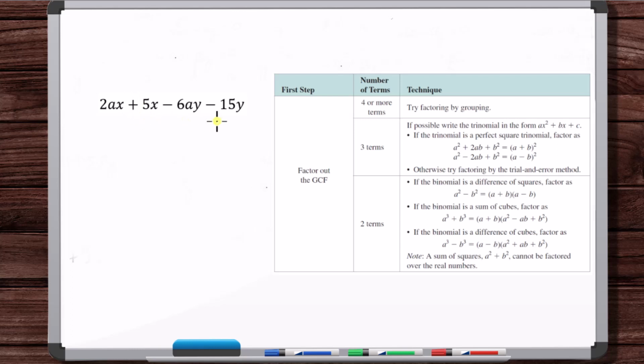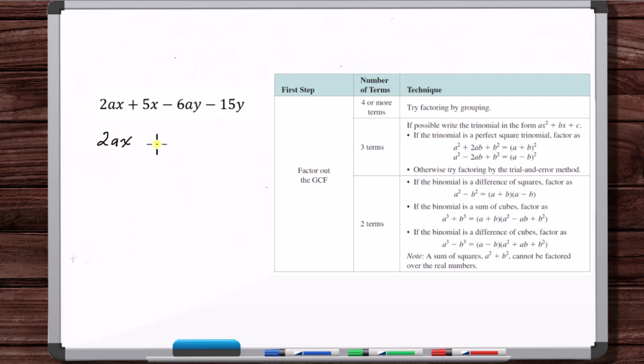Well, let's group the most similar terms together here. Just looking at the variables, these x's are the same, okay? These y's are the same, okay? But there's also 2 a's here. So what about the coefficients? Well, the 2 and the 6 are divisible by each other, and the 5 and the 15 are divisible by each other. So let's group it that way.